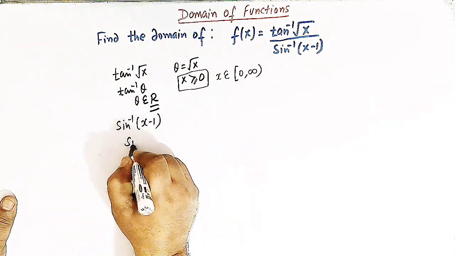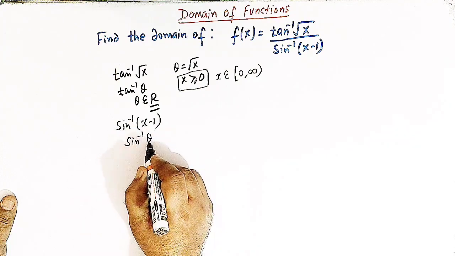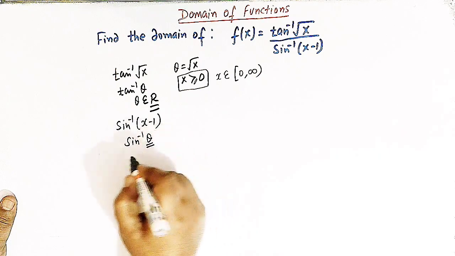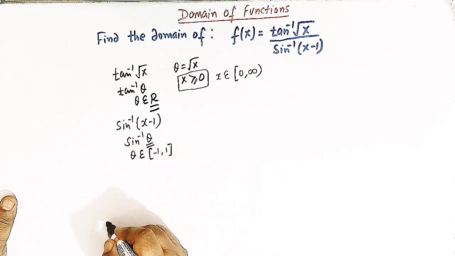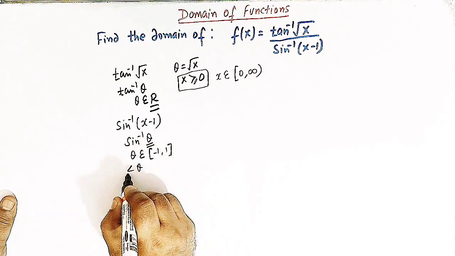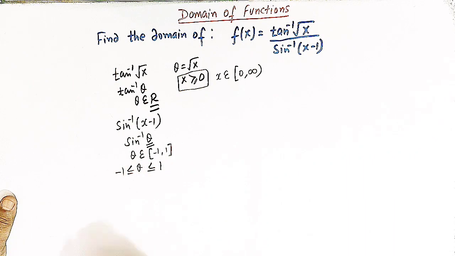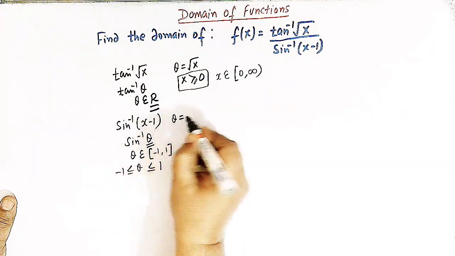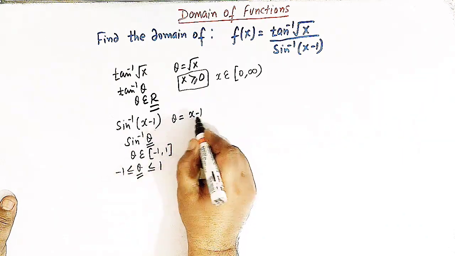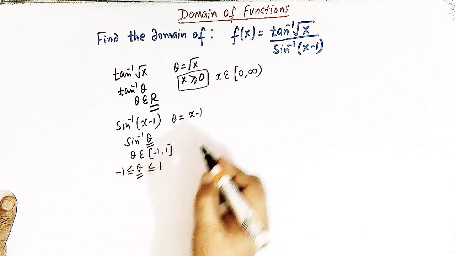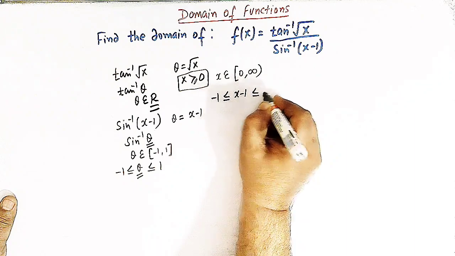Now let us consider the function sine inverse theta. When we have sine inverse theta, this theta must belong to the interval minus 1 to 1. That is, theta must be greater than or equal to minus 1, but less than or equal to 1. So here for theta we have x minus 1. So let us substitute theta is equal to x minus 1 in this inequality. So we have minus 1, here we have x minus 1, and here we have 1.